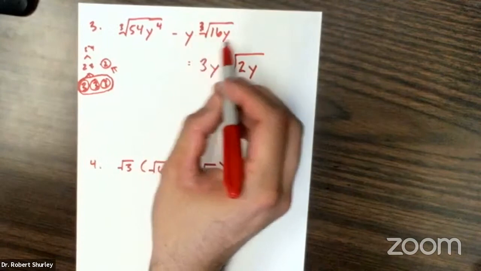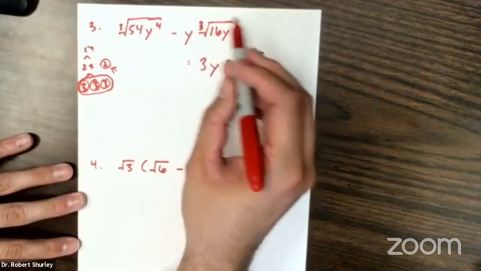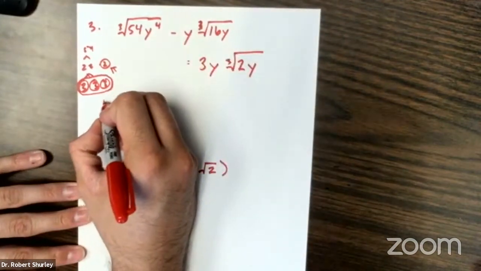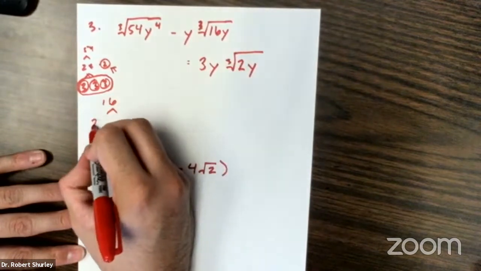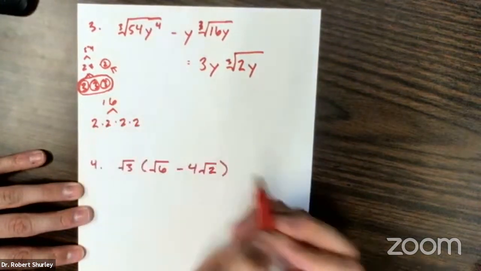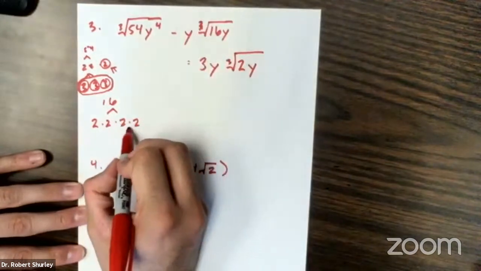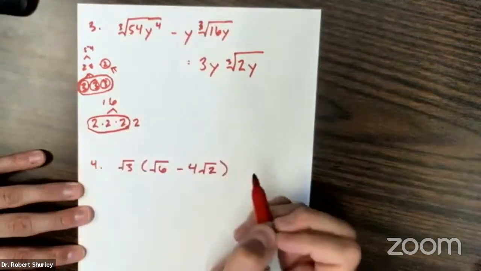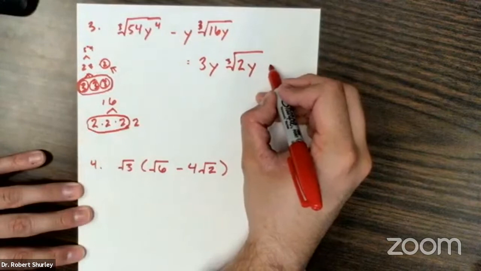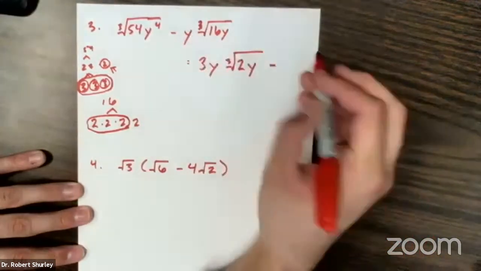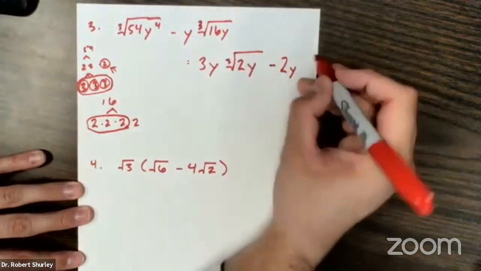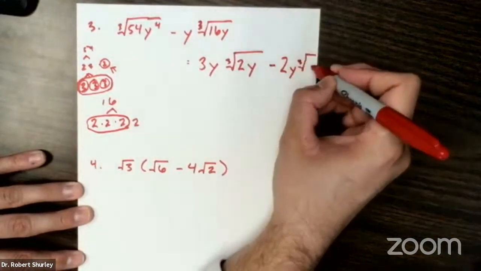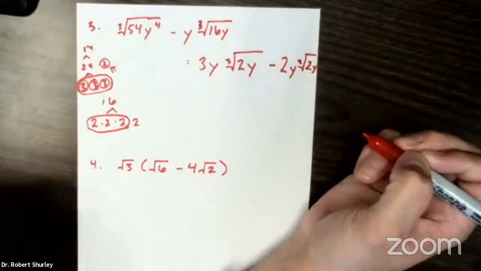So now let's do the other radical. So 16, we know, again, we've done 16 a lot. Turns out it's 2 times 2 times 2 times 2, right? And we're looking for a cube root. So I can take a 2 out. Wait. Oh, yeah, there's already a y there. So it's going to be minus 2y cube root. Oh, no, I'm running out of room. 2y, okay?